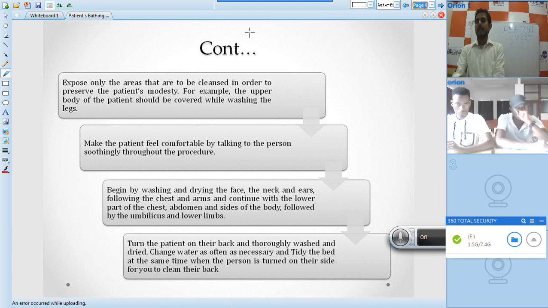You need to start the bathing process by washing and drying the face first, then come to the neck and ear, followed by chest and arms. Continue with the lower parts of the chest, abdomen, side of the body, followed by the umbilical area and lower limbs. This is the correct process while giving the patient a bath. You just need to start from the face, followed by the lower part of the body.